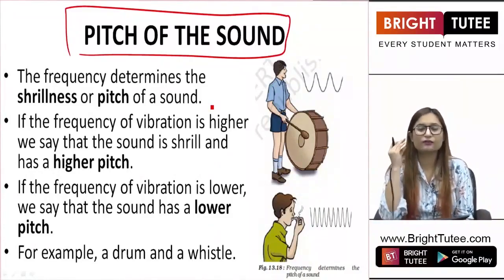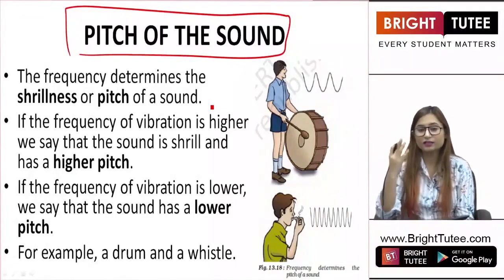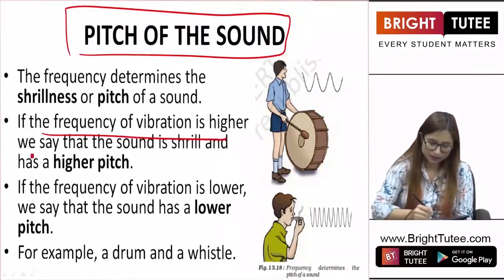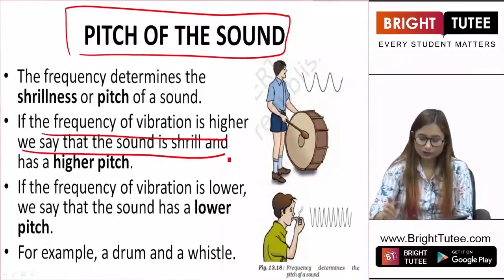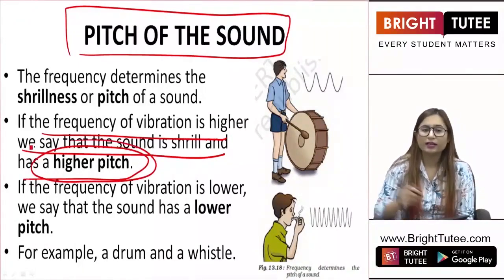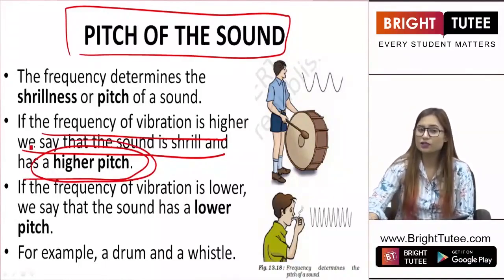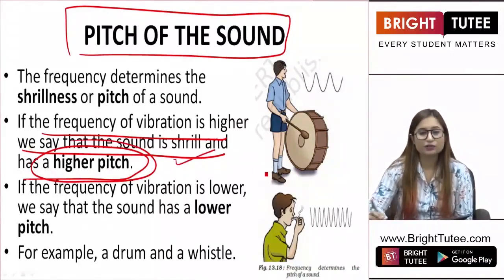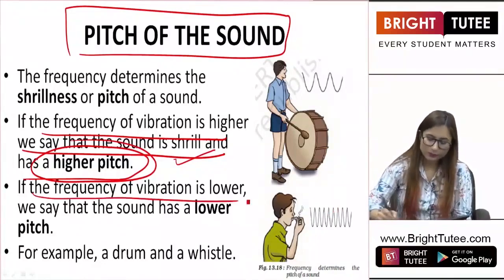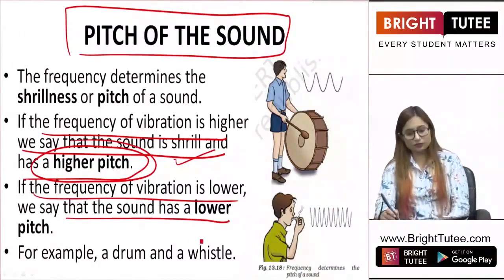So, that kind of voice is very shrill. It sometimes also hurts our ears, right? It is a very sharp voice. If the frequency of vibration is higher, we say that the sound is shrill and has a higher pitch, right? If I shout in a very feminine voice, it will have a very high pitch and hence it will be very shrill, so it has very high frequency. Now, if the frequency of vibration is lower, we say that the sound has a lower pitch.